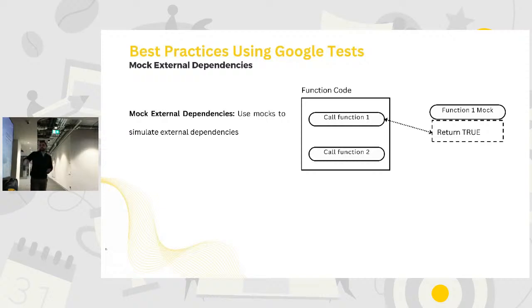And it depends on the test case. Here it returns true, but we could have something like if test case equals 1, 2, 3, return true. Else, if test case equals 1, 4, 5, 6, return false. And for each different test case, according to the thing that I'm testing, the mock will return different things.